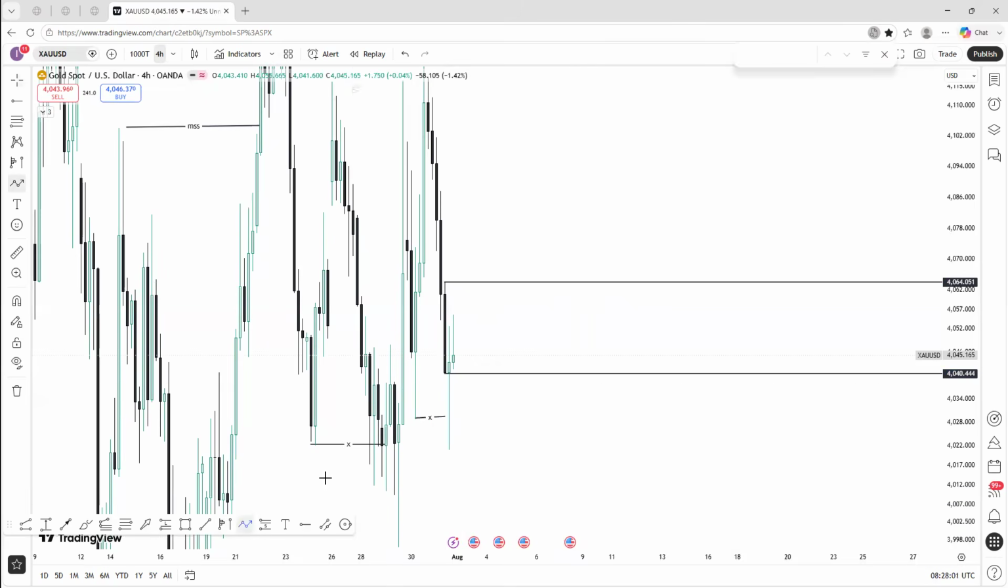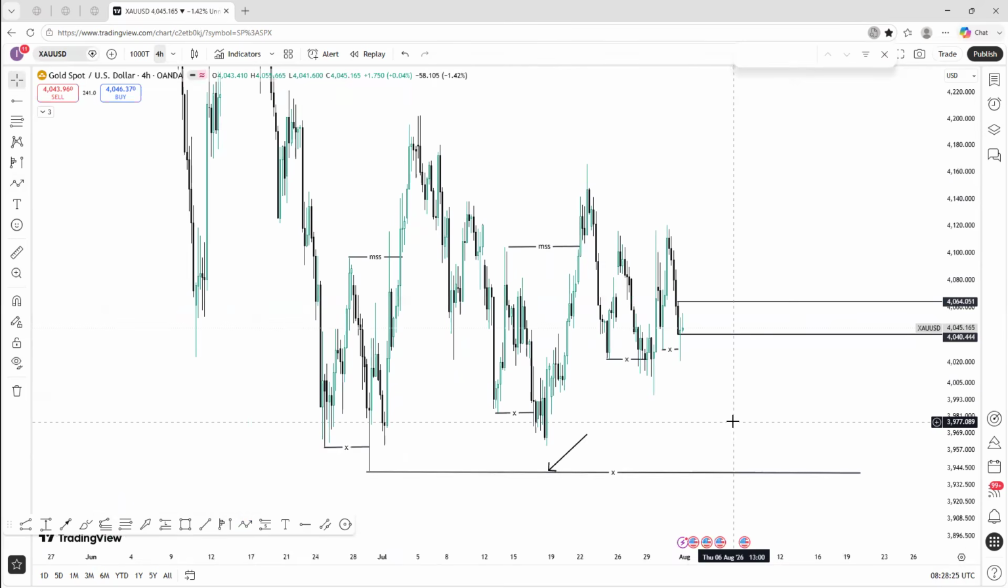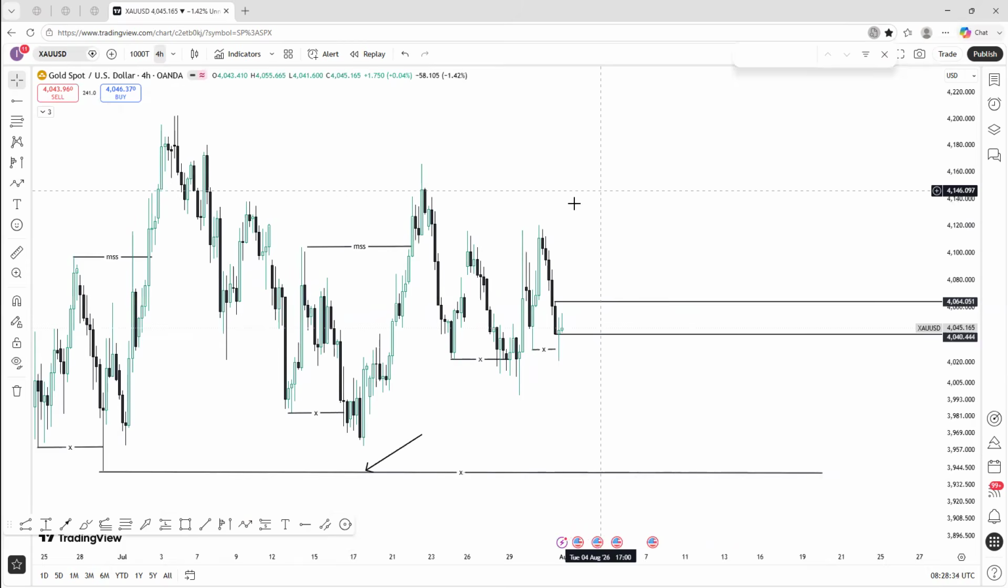So expect on Monday, price may rise up to take out that CRT high, and then here you have that fair value gap. We'll see how price will react from that FVG. If it shows us a confirmation for sell, we sell, targeting this liquidity. If there is no confirmation, we'll continue finding buy opportunities, because the general market structure, as you see here, has multiple shifts to upside.